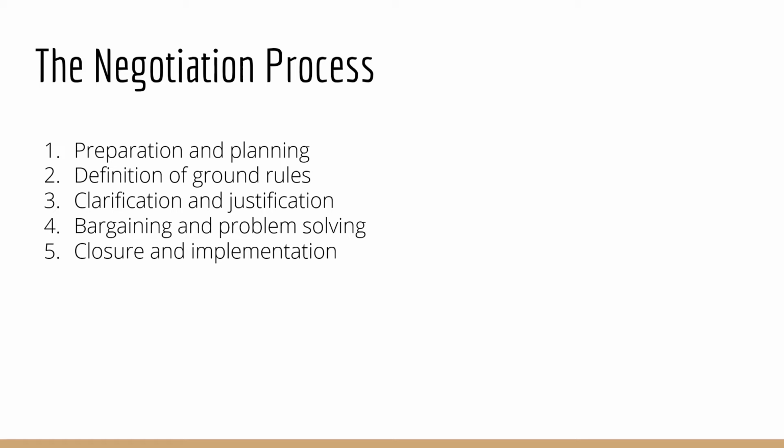Negotiation can be seen as a process that is made up of 5 steps. These are: first, preparation and planning. Second, definition of ground rules. Third, clarification and justification. Fourth, bargaining and problem solving. And the final step is closure and implementation.